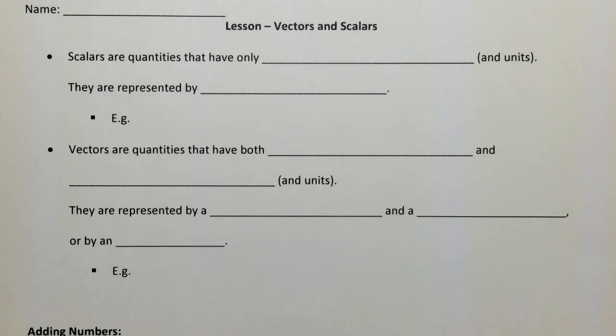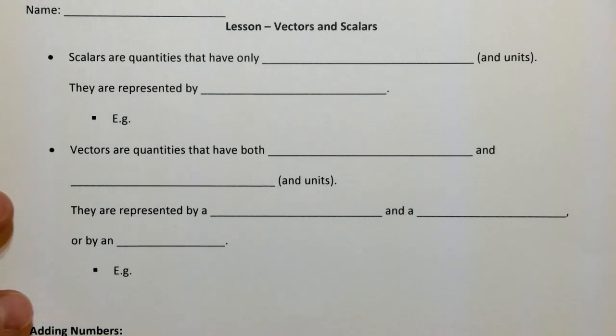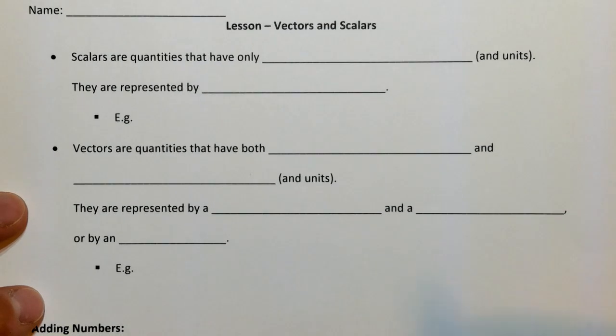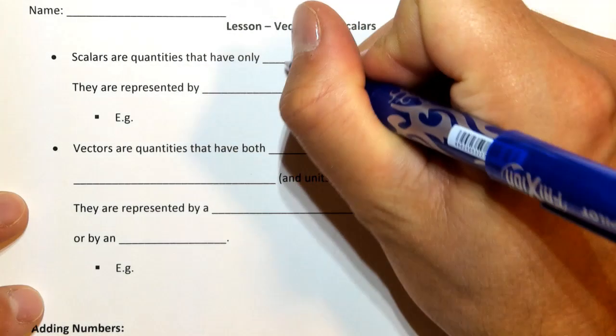Hi everyone. Before we start diving too deep into physics and the study of motion, we need to talk about vectors and scalars. In your study of physics and science so far, you've probably measured a variety of different things. And I would bet that all the things you've measured have been what we call scalars. So scalars are quantities that have only what we call magnitude.